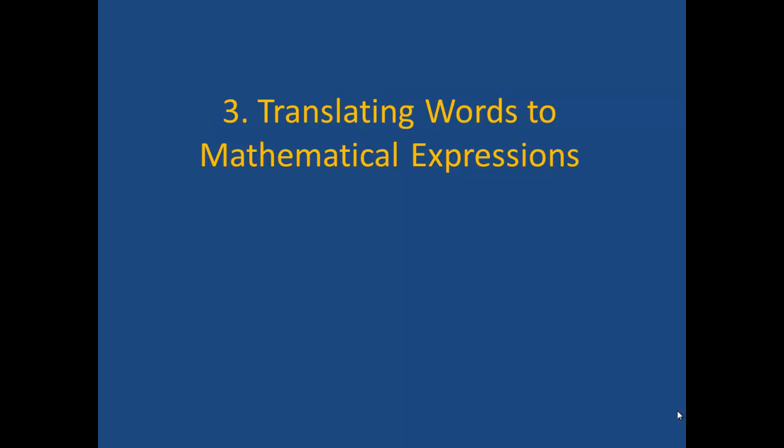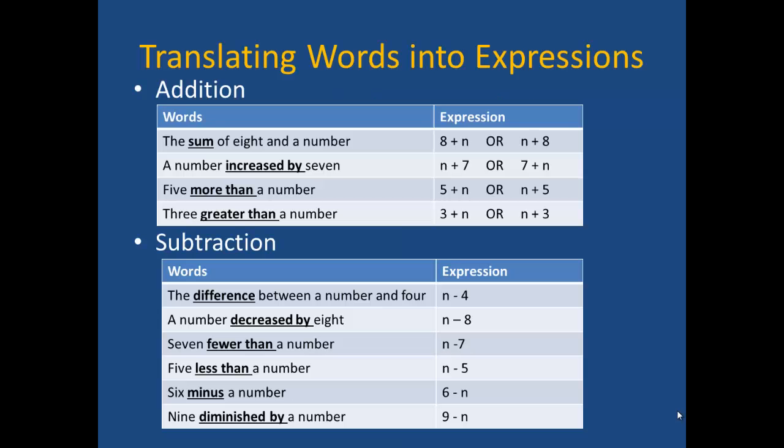So for translating words to mathematical expressions, when we're talking about addition, what you need to be able to do is read a written description of a mathematical situation, and you need to be able to translate that into a math expression. Words that you commonly use for addition are sum, increased by, more than, greater than, in addition to, phrases such as that. So for example, if I have the sum of 8 and a number, that can be written as 8 plus n or n plus 8, in which n represents the variable.